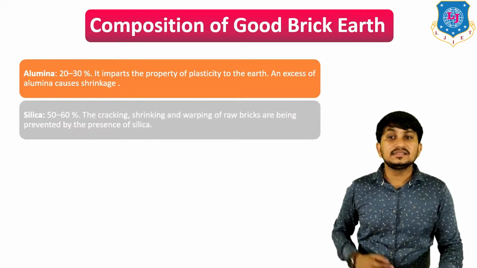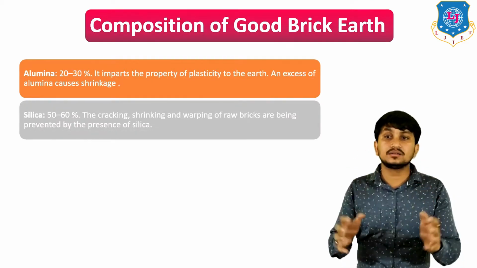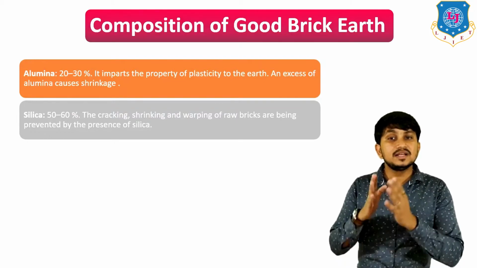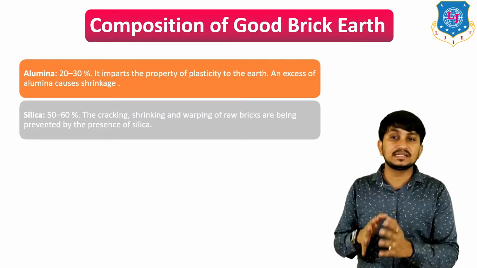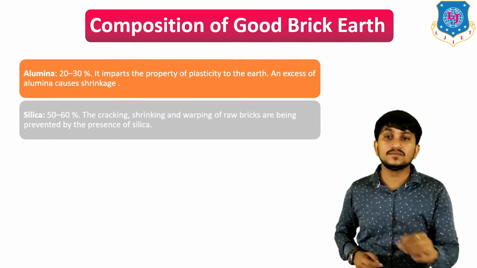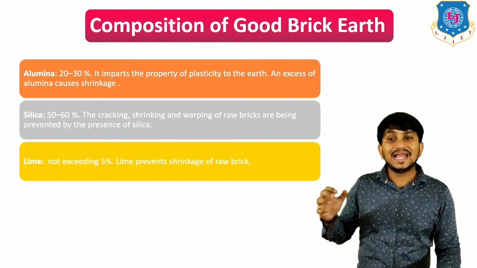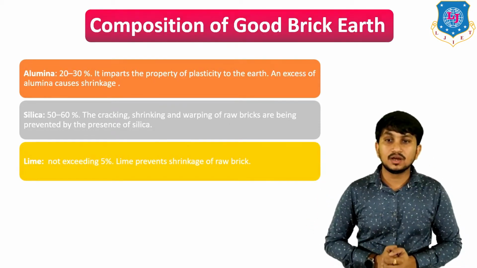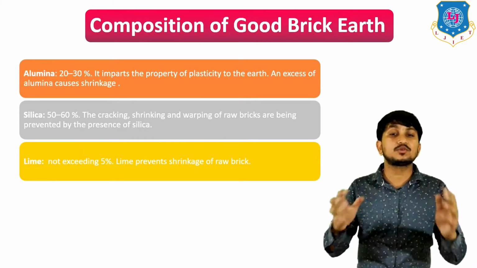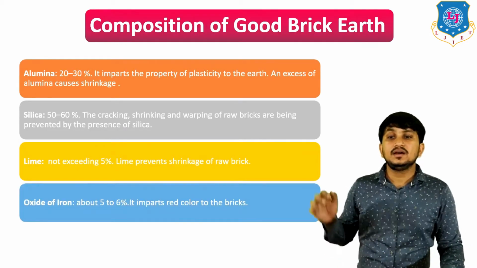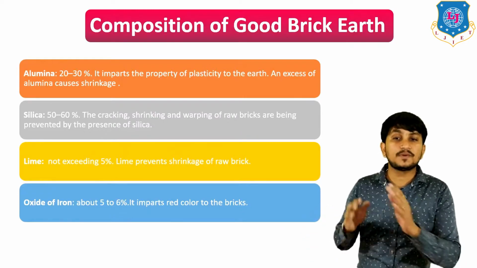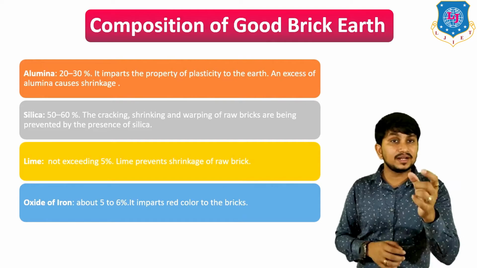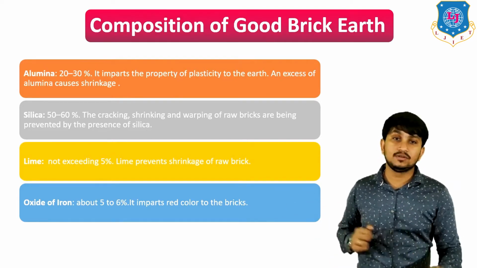Silica content in the brick earth should be maintained at about 50 to 60%. The cracking, shrinking and warping of raw bricks are prevented by the presence of silica. Lime content of this brick earth should not exceed 5% because lime prevents the shrinkage of raw brick. Oxide of iron should be about 5 to 6%. It imparts red color to the bricks. So the red color of the brick is because of the iron oxides.